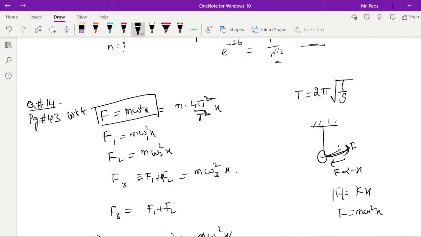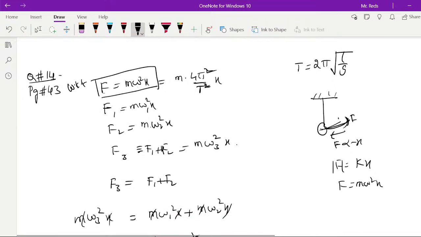Under force F1, it is oscillating with a time period of T1. Omega can be represented as (2 pi by T) whole square, but let us keep it in terms of omega only and convert afterwards. So F2 = m omega 2 square x. When the F1 force acts, it oscillates with period T1, and when the F2 force acts, it oscillates with period T2. But if these two forces combine in the same direction, the new force F3 = F1 + F2 acts, and it oscillates with a new period. What is that period is the question. So F3 = m omega 3 square x.